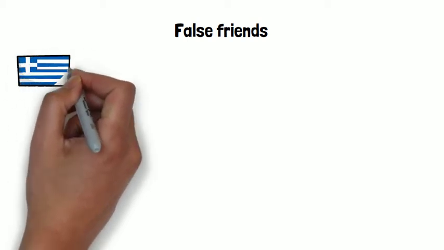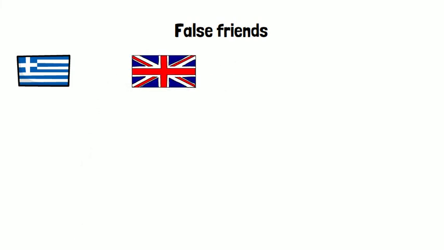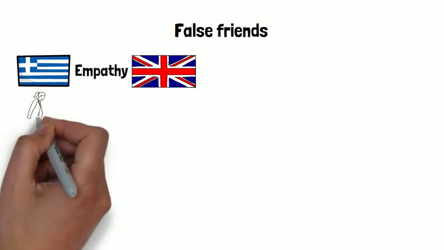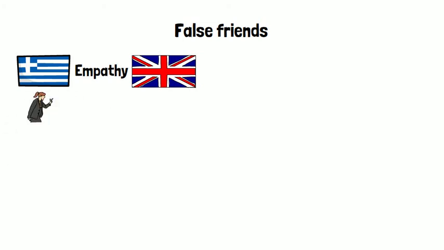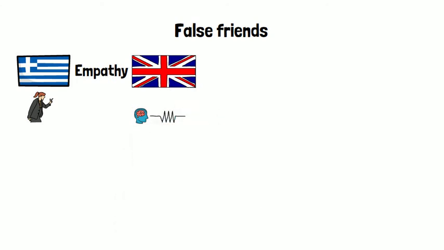For you who don't know, false friends in linguistics is an informal term used to describe words in two languages that look and sound the same but have different meanings, exactly like the word empathy. Empathy in Greek means malevolence, prejudice, or even hatred, whereas in English it means the ability to understand another person's feelings and know what he or she is going through. This phenomenon is of course not limited to the Greek and English language. It also happens between other languages as well.